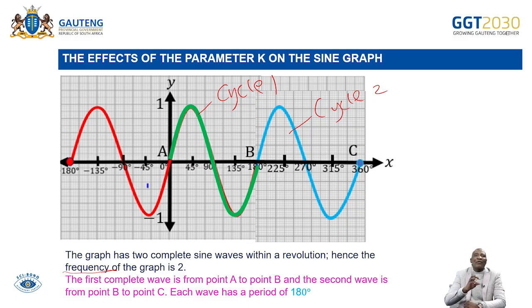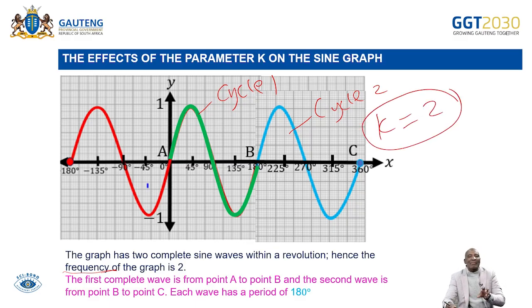So this is the effect of the parameter k. In this case, my k was a 2. This implies that I'm expecting 2 complete cycles within 1 revolution. In other words, the graph is moving faster to complete its cycle. It doesn't take longer like when it's 1. When that k is 1, it's a standard sine graph. It will take 360 degrees to complete a cycle. From A to B, the angle is 180 degrees.